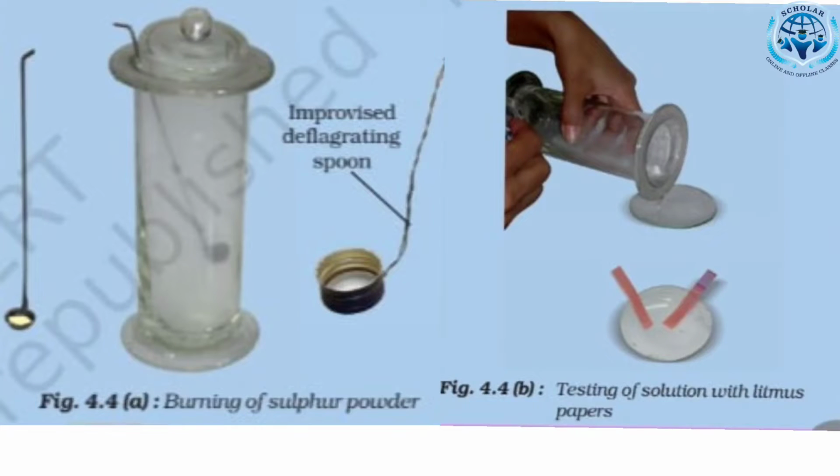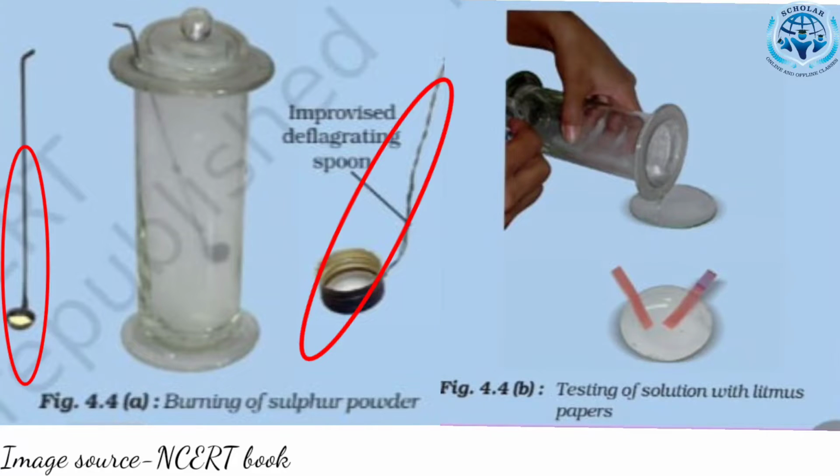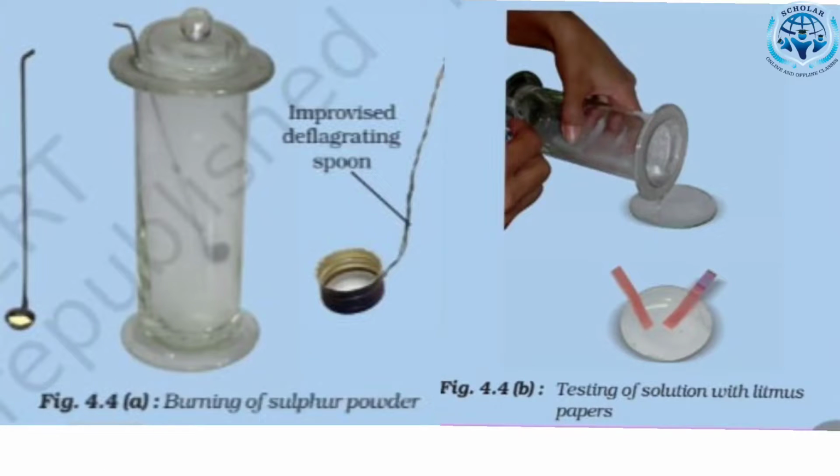Let me explain this experiment given in your textbook. In figure 4.4a, you can see a deflagrating spoon in which sulfur powder is taken and burnt. After burning the sulfur powder, this spoon is put inside the tumbler and the lid is closed. When sulfur burns, it takes up oxygen to form sulfur dioxide. Now, water is added in the tumbler and the lid is again closed. When sulfur dioxide reacts with water, it forms sulfurous acid.